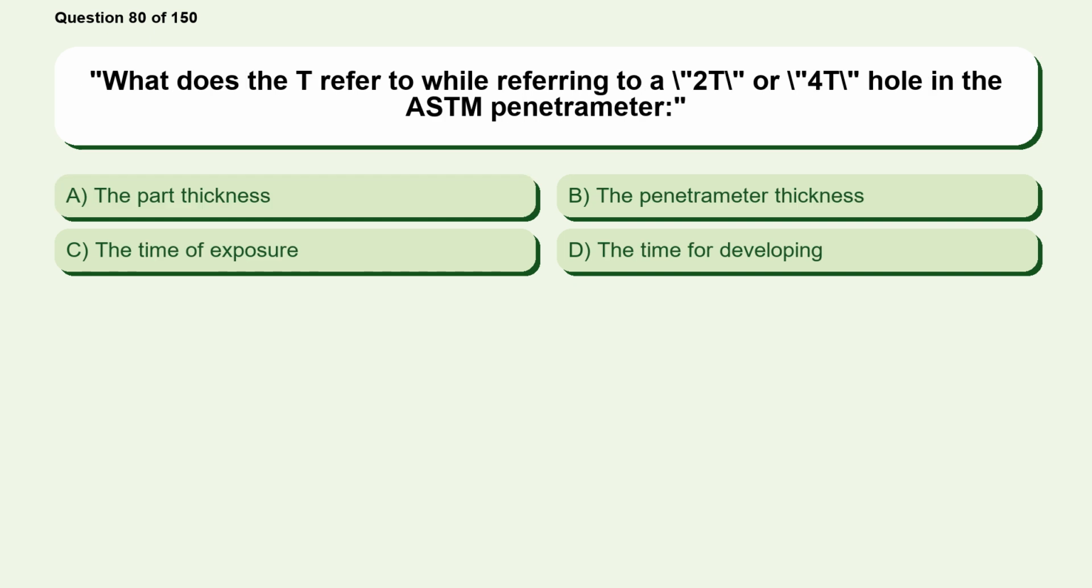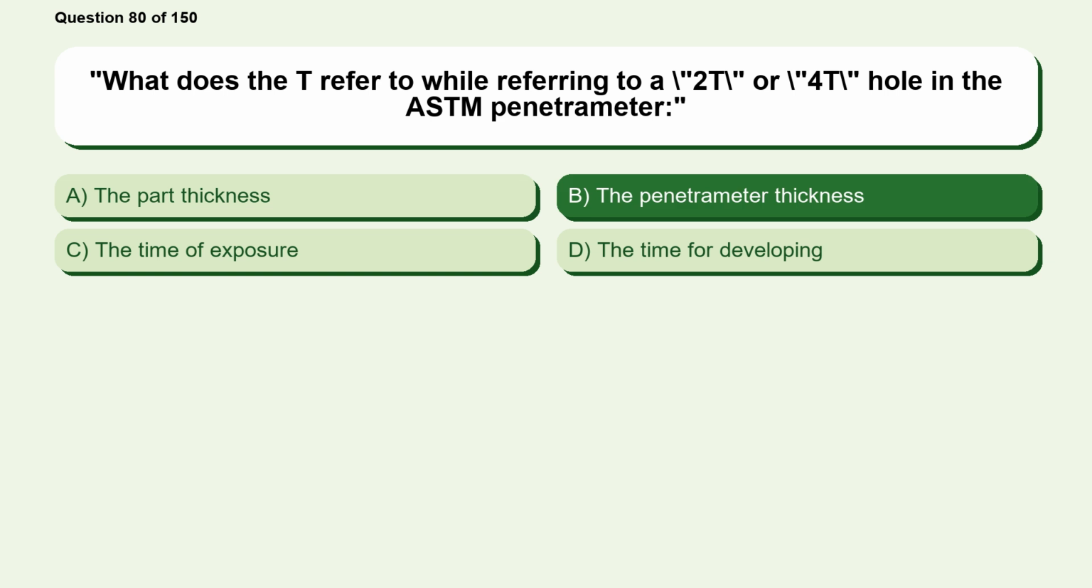Question 80. What does the T refer to while referring to a 2T or 4T hole in the ASTM penetrometer? Option A, the part thickness. Option B, the penetrometer thickness. Option C, the time of exposure. Option D, the time for developing. The correct answer is Option B, the penetrometer thickness.